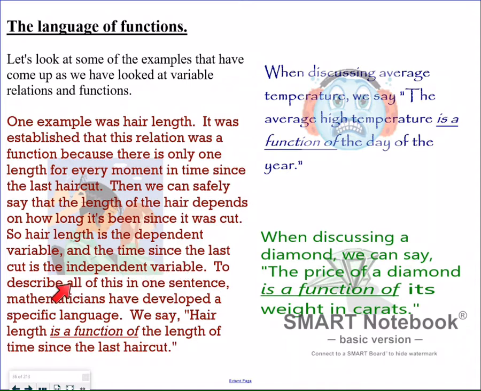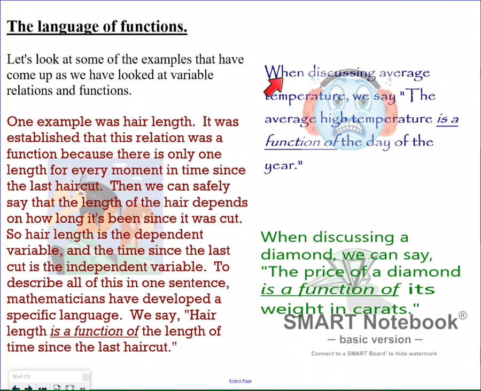Now, to describe all of this in one sentence, mathematicians have developed a specific language. Instead of the whole paragraph above, I can simply say the phrase, hair length is a function of the time since your last haircut. When I say is a function of, I can think depends on. So hair length depends on the time since your last haircut. Hair length, therefore, is a function of time since your last haircut.